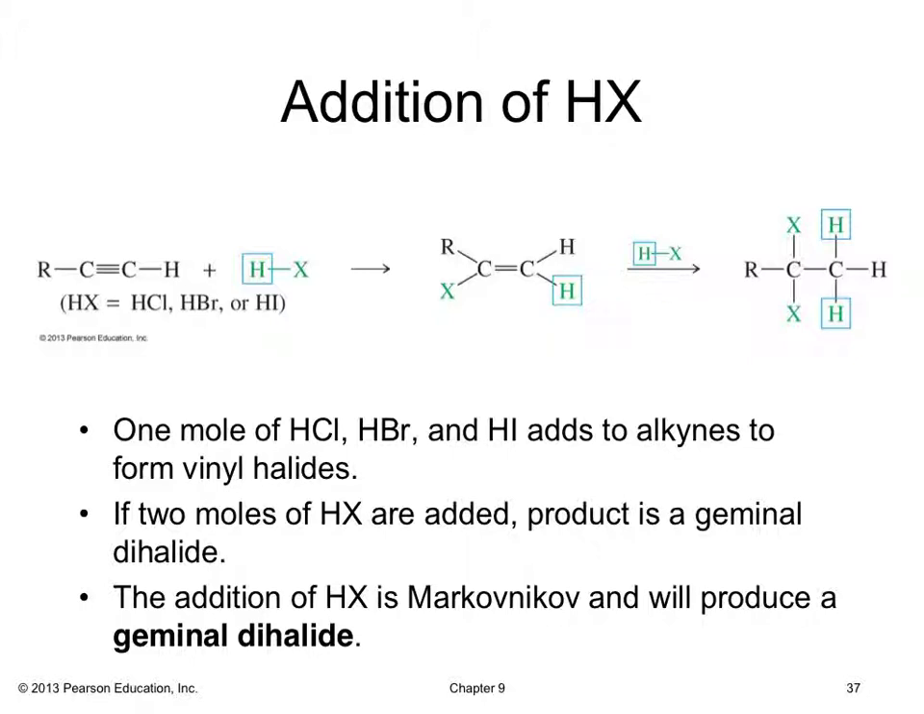So in general, you generate these vinyl halides, because you have it next to a double bond. If 2 moles are added, you'll generate the geminal dihalide. And what's really key is that the addition is Markovnikov. So you have Markovnikov addition where the X will add on to the more substituted carbon, even when you're just adding 1 mole versus 2 moles.